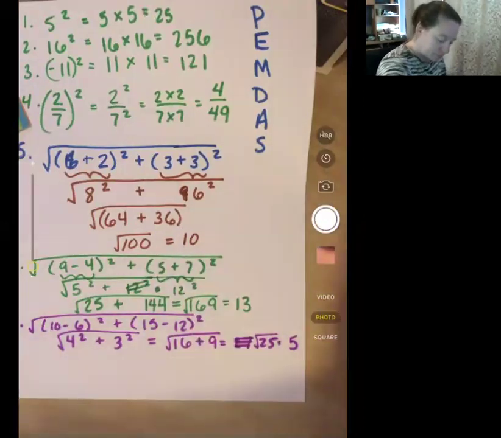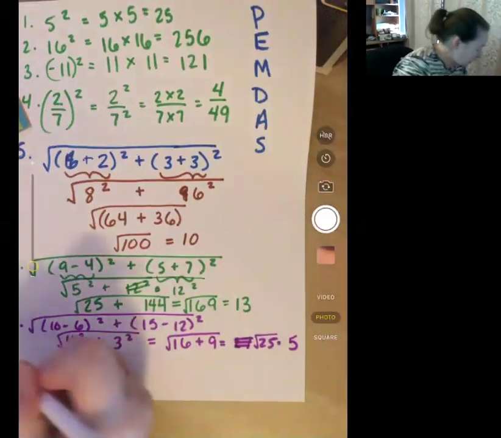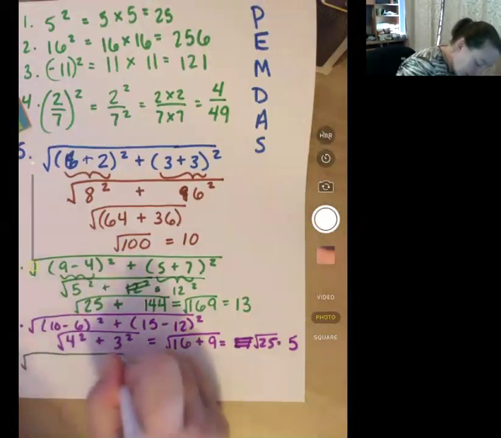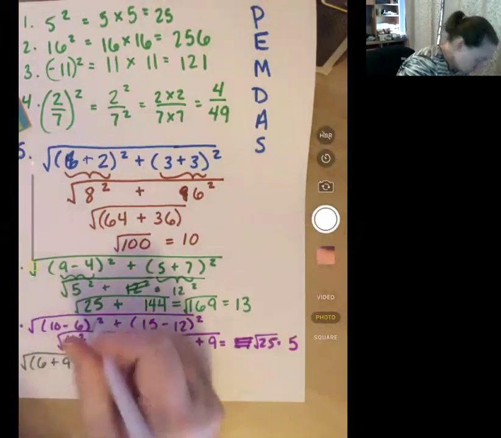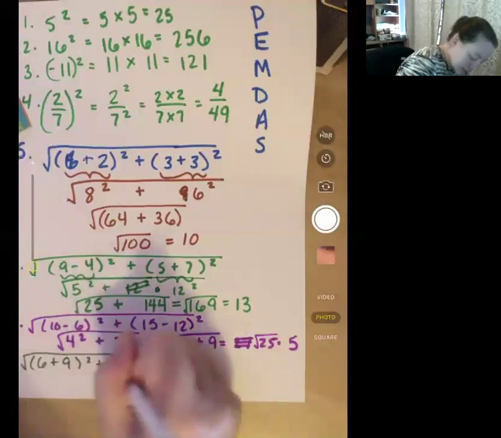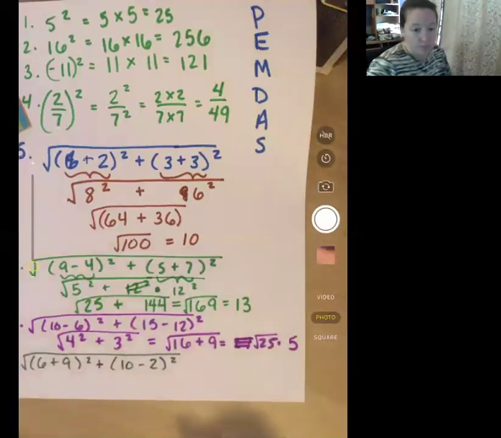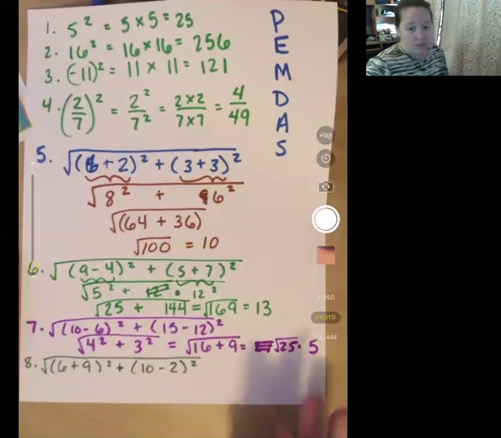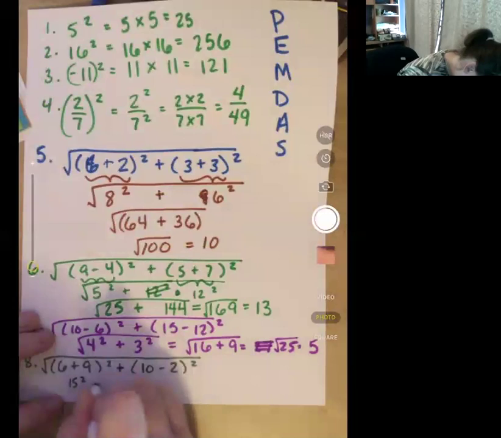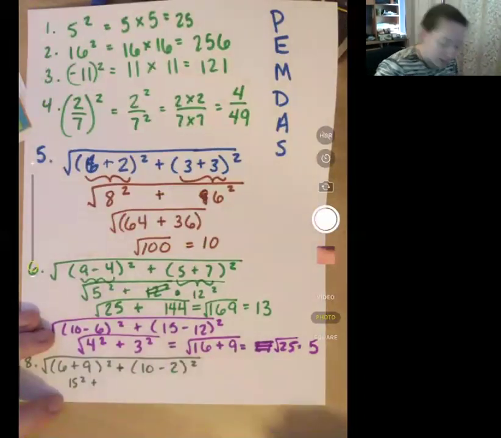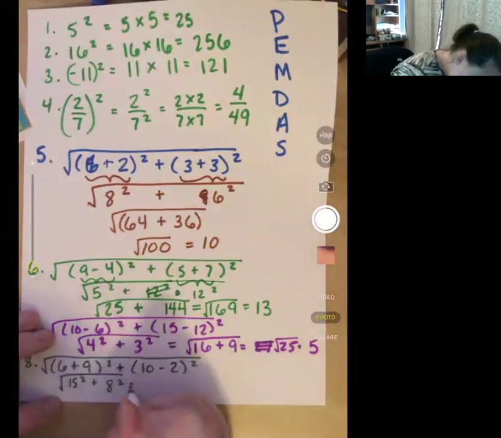Number 8, last one. For this part anyway. Square root of 6 plus 9 squared plus 10 minus 2 squared. Okay? 6 plus 9 is 15 squared plus 10 minus 2 is 8 squared. Still under the square root sign.